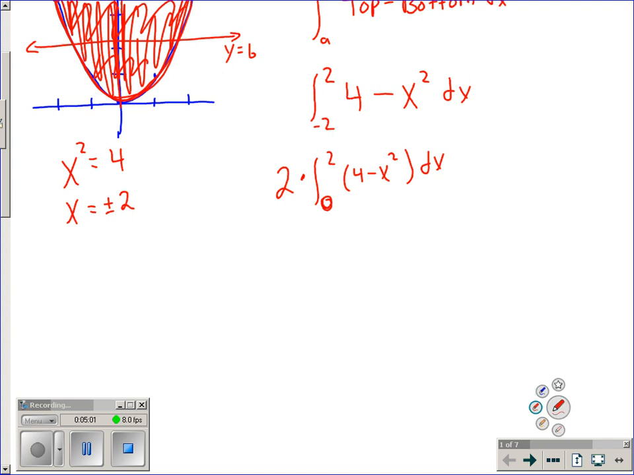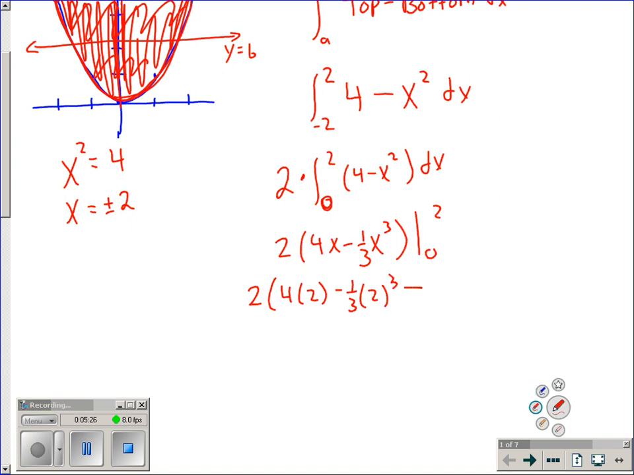So just doing a quick little math here. That's going to be 2 times 4x minus 1/3 x cubed, and we're evaluating from 0 to 2. All right. Well, so just plug in our values here. We got 2 times, that's 4 times 2 minus 1/3 times 2 cubed, minus, and plugging 0 into that's just 0.